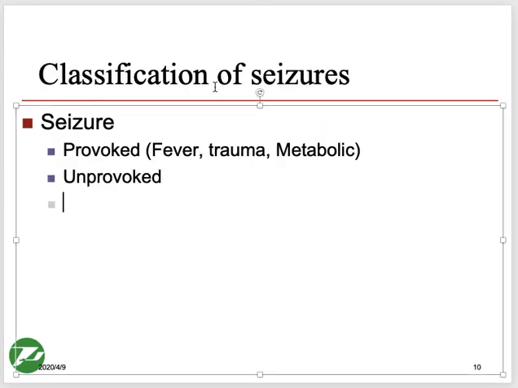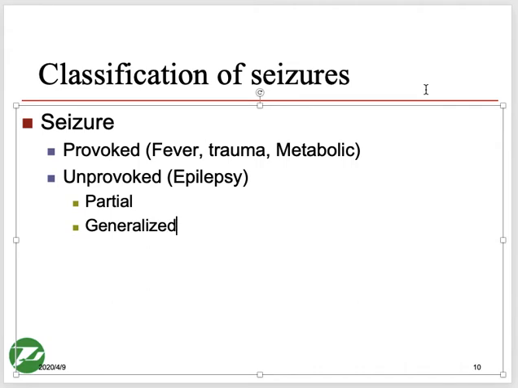And whenever it comes to unprovoked seizures, guys, or recurrent unprovoked seizures, that is also called epilepsy, right? So here we can write in the bracket: epilepsy or epileptic seizures. Now one thing, they could be partial, and second thing, they could be generalized.